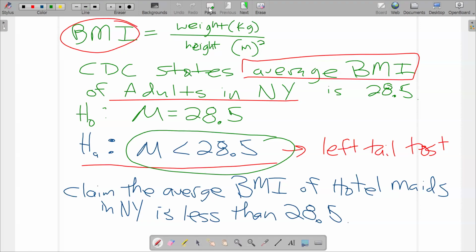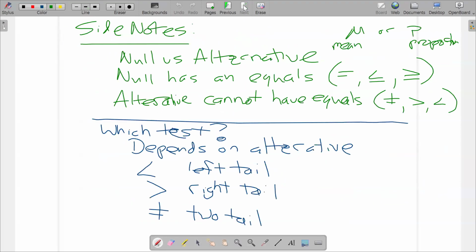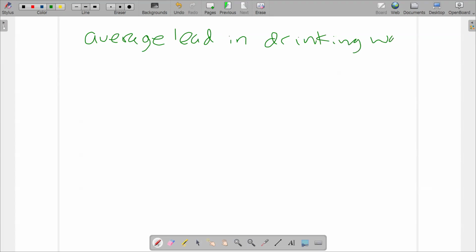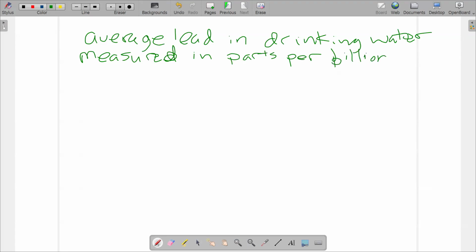So, new situation. So we are looking at average lead in drinking water measured in parts per billion. So you should write down what the parameter is.